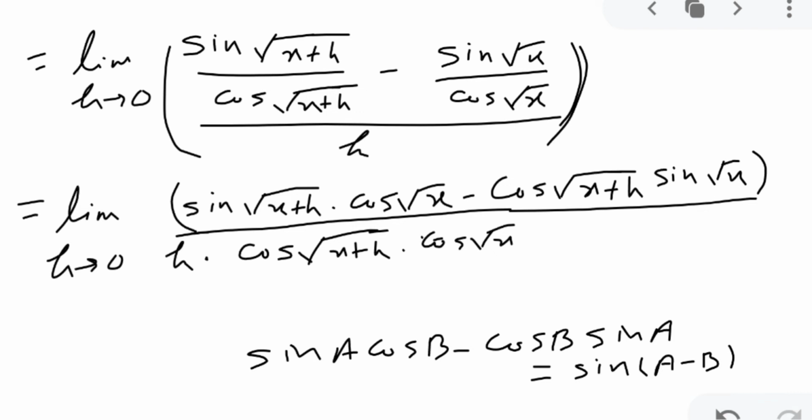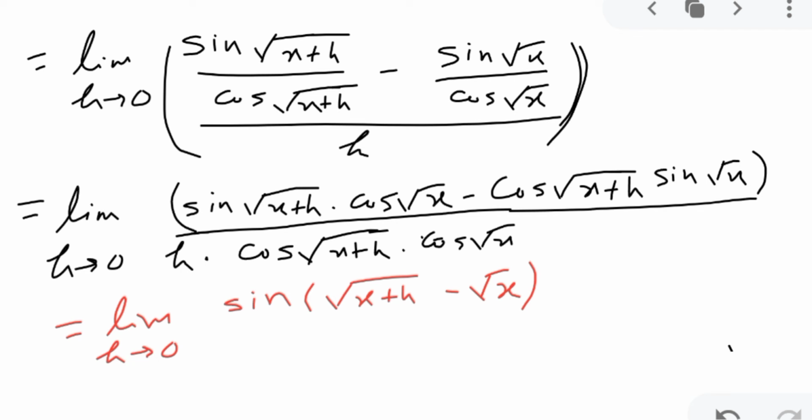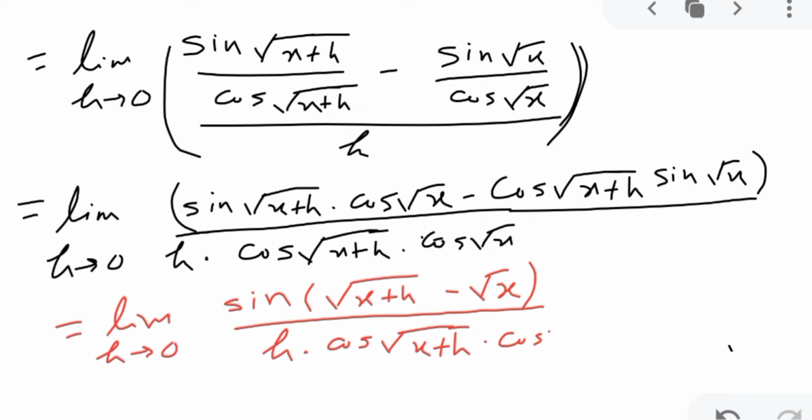So using this formula I will write as limit h tends to 0, and the numerator will be sin a minus b, meaning sin of root over x plus h minus root over x. Okay, I will get something like this. Now this I am writing as it is. We'll do it in the next step, into cos root over x.